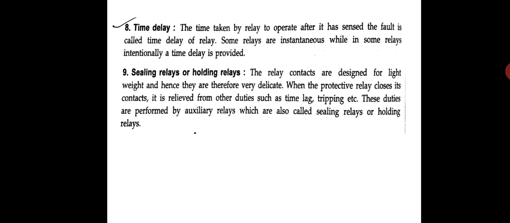Like, the moment a fault occurs, your system should wait for 0.5 second or 1 millisecond, 2 millisecond. It should wait. If the fault continues after whatever time is set, after that the relay should operate. Okay, so this will end today's topic.